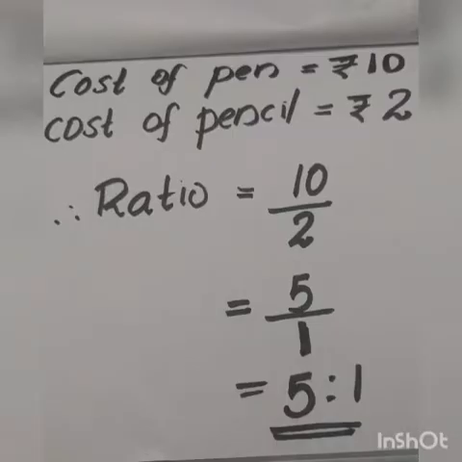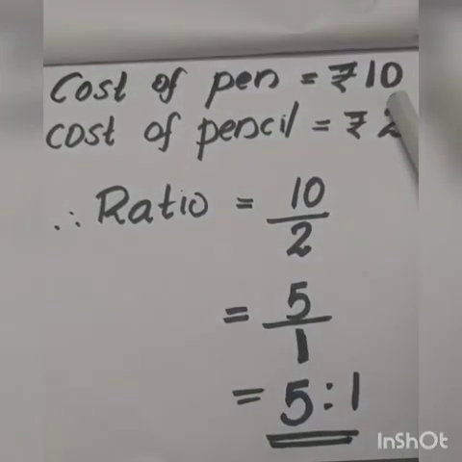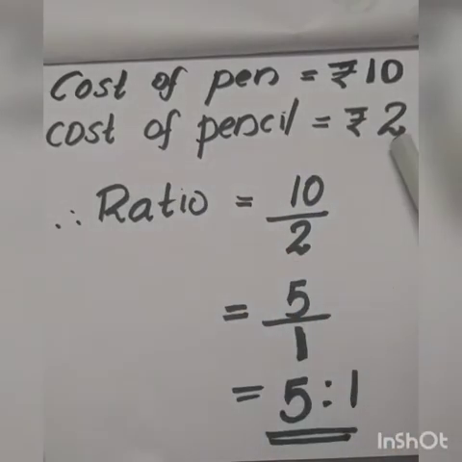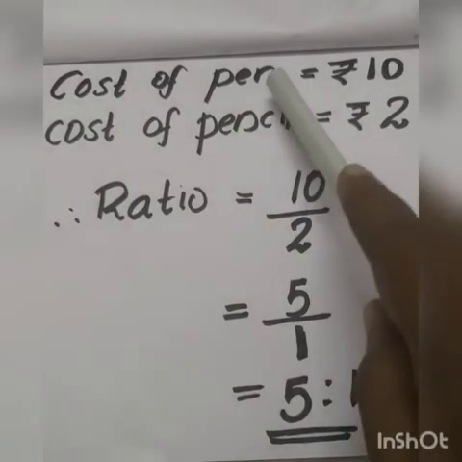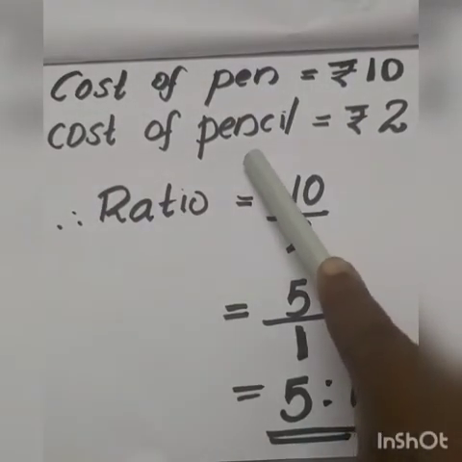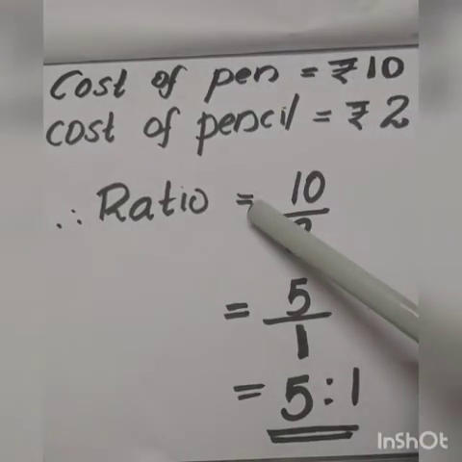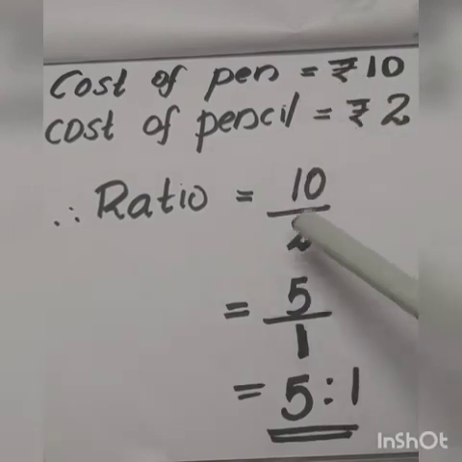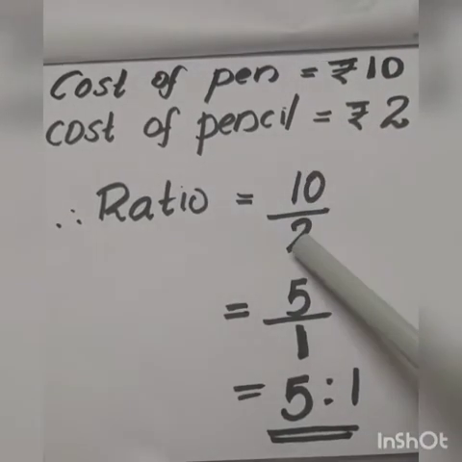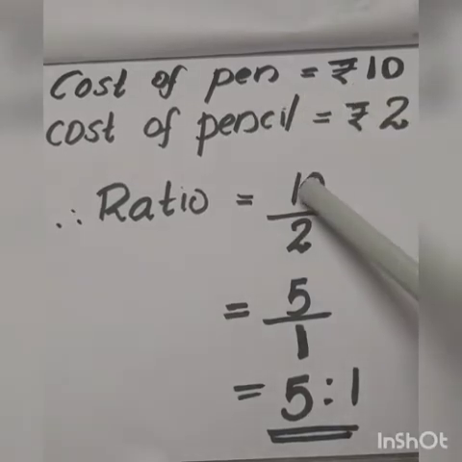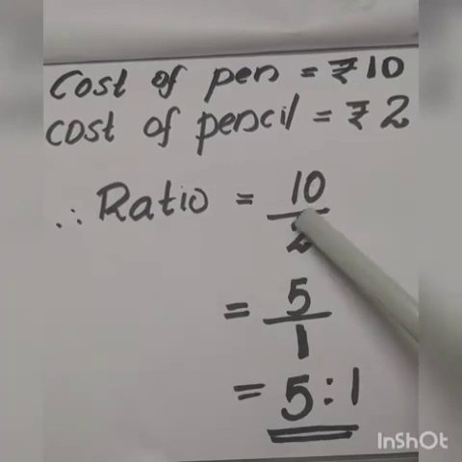Consider another example. The cost of a pen is rupees 10 and the cost of a pencil is rupees 2. So we are finding the ratio of the cost of pen to the cost of pencil. First we consider the cost of pen, so we write the cost of pen in the numerator and the cost of pencil in the denominator. What is the cost of pen? Rupees 10, and the cost of pencil is 2. Now finding the ratio 10 by 2, what do we have to do?